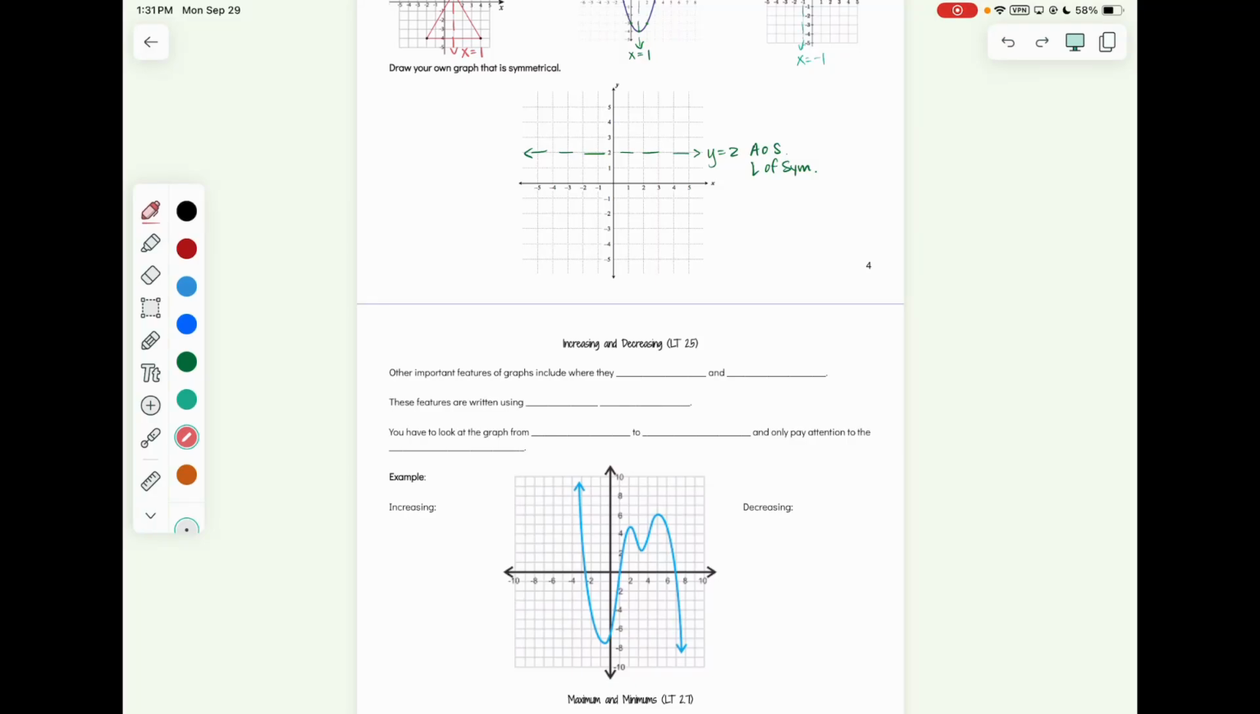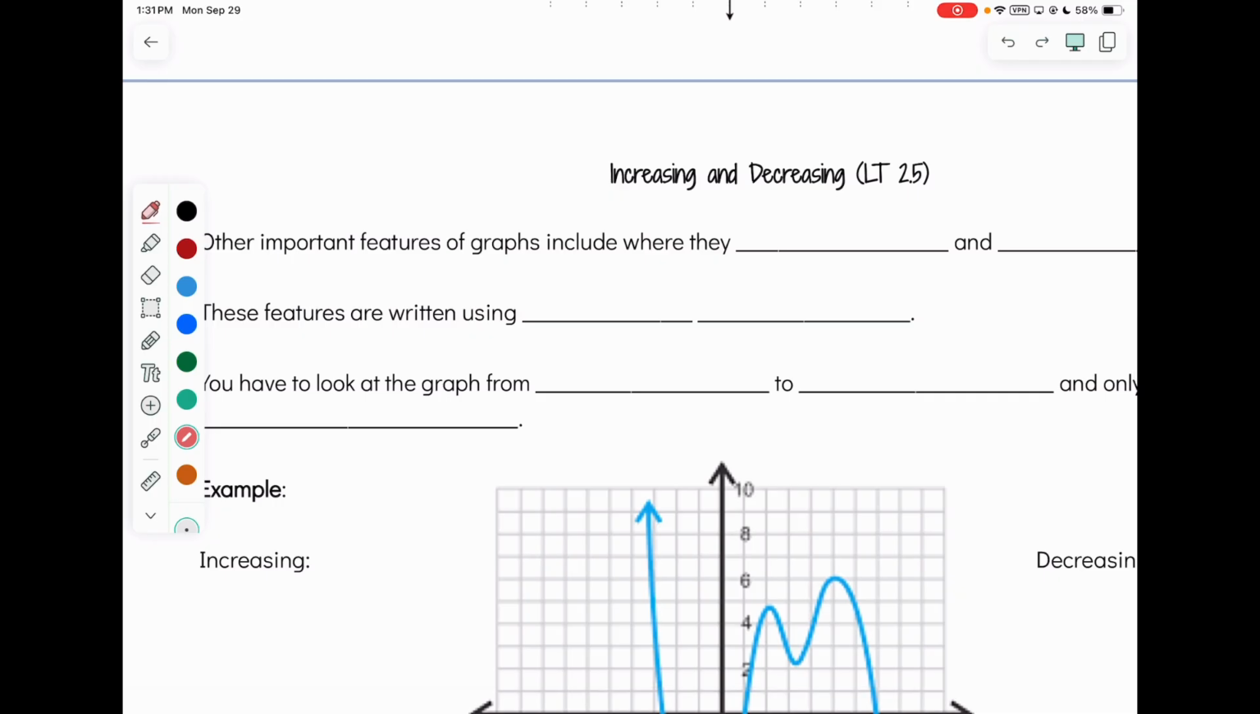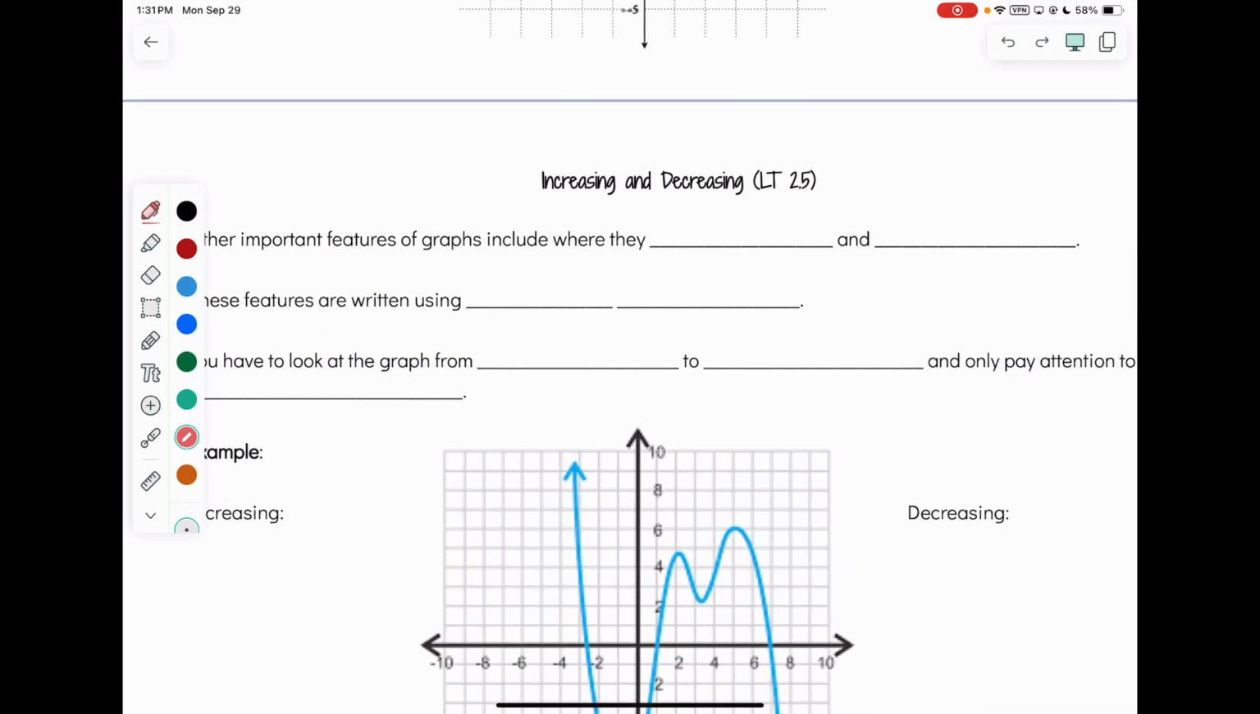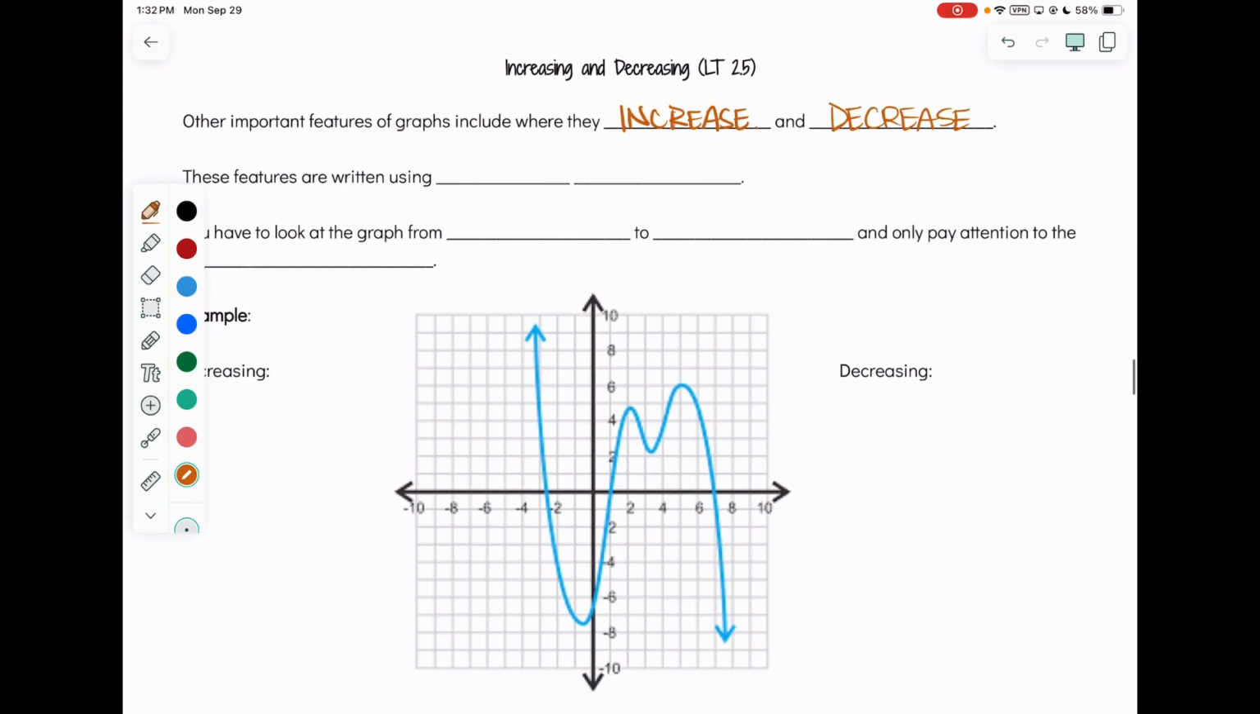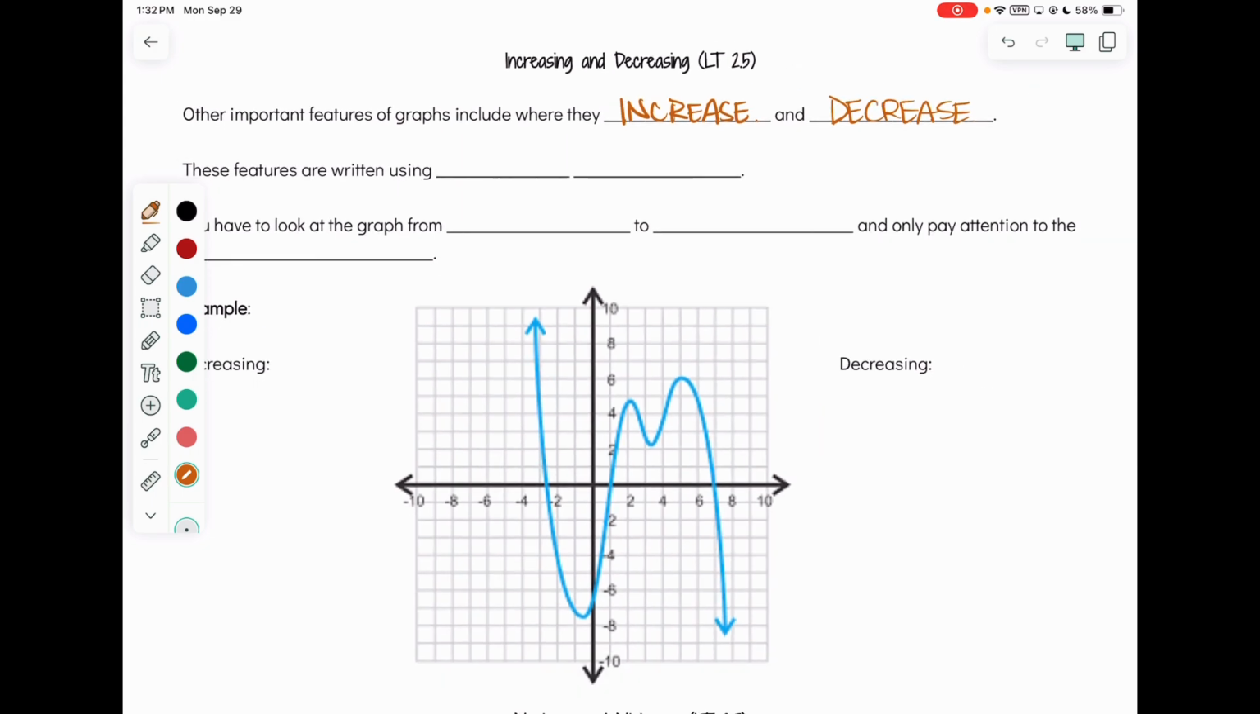All right, 2.5, increasing and decreasing sections. Another feature of a graph is where it increases and decreases. When we talk about increase and decrease, we look at the graph from left to right. These features are written using, guess what?